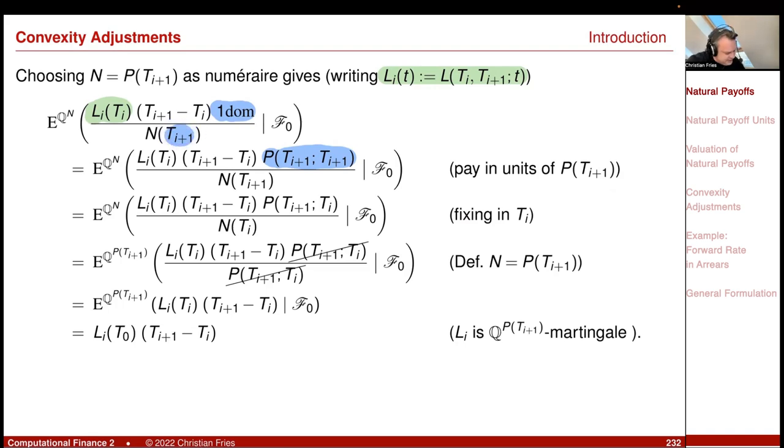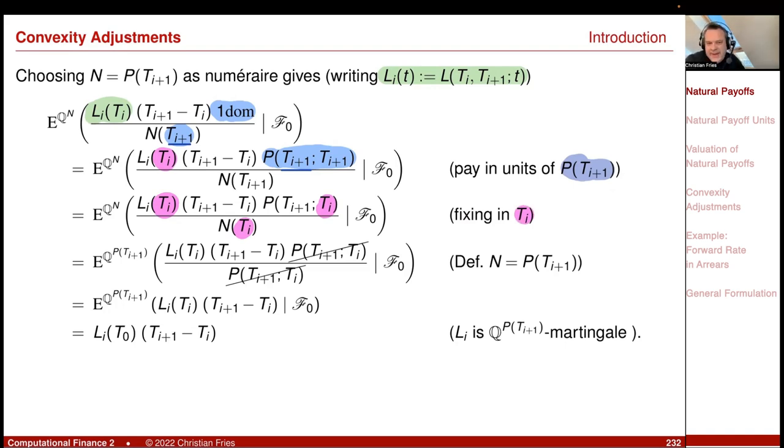It is the zero coupon bond that matures at the end of the period. And in your valuation formula, this is the time where you divide with the numerator. So I pay in units of P(T_{i+1}). We also had this little trick: since the fixing of my forward rate is here in T_i, I can actually move everything to T_i, because I know that after T_i, this here is a constant, and this here is, of course, a martingale. So you could move everything to T_i. That was not such a crucial part.